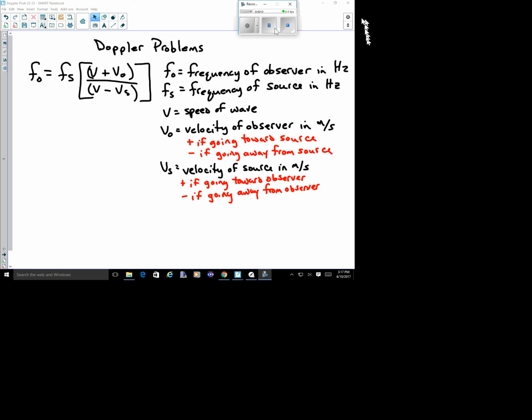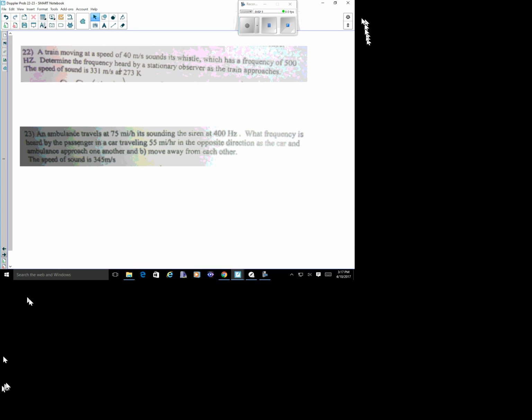Now let's do the train problem number 1. It says that a train is moving at a speed of 40 meters per second. So that's going to be the source. And so I'm going to say that 40 meters per second is the velocity of the source. And it sounds its whistle, which has a frequency of 500 hertz. So that's going to be the frequency of the source, because that's what's making the noise. Determine the frequency heard by the observer. So I'm looking for the frequency of the observer, with a little question mark there.